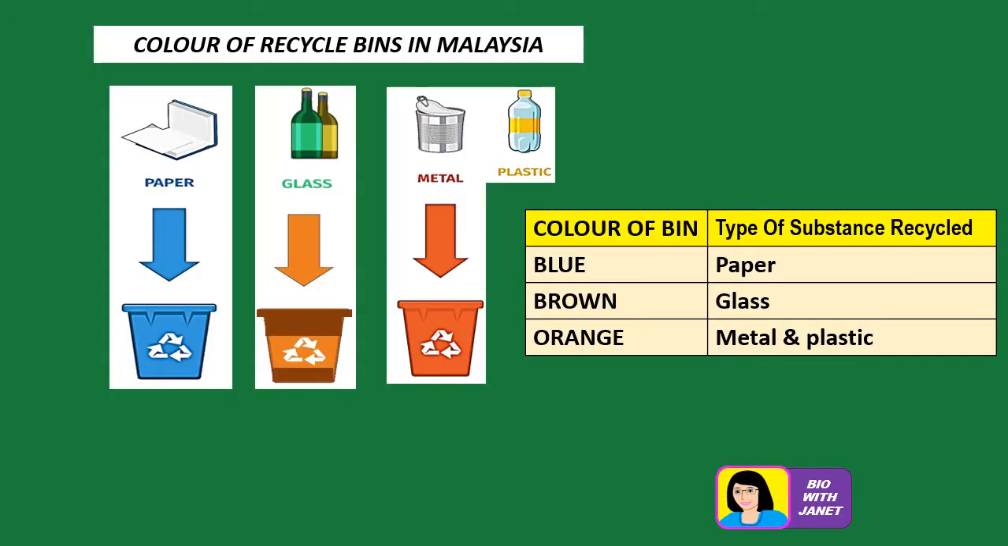Now, recycling in Malaysia. So in Malaysia, we have recycle bins that are put in some housing estates, all right, in places for people to throw their waste products or waste paper, unwanted glass bottles, aluminum cans and plastic bottles into, right? So in Malaysia, we use 3 different colors to differentiate the 3 different bins in which you have to put the substance that you want to be recycled. So blue bin is for paper, brown bin is for glass, and orange bin is for metal and plastic.